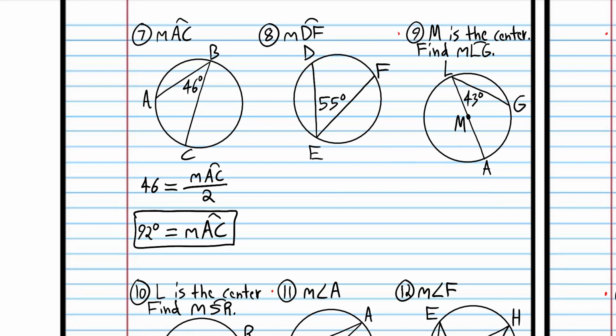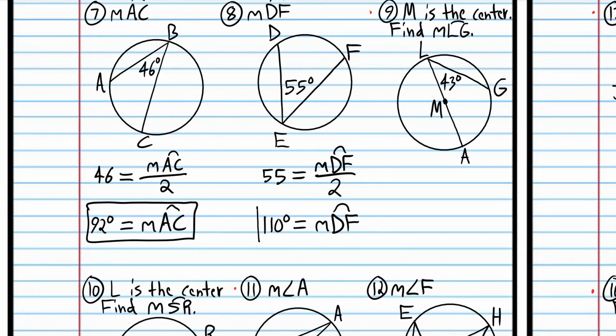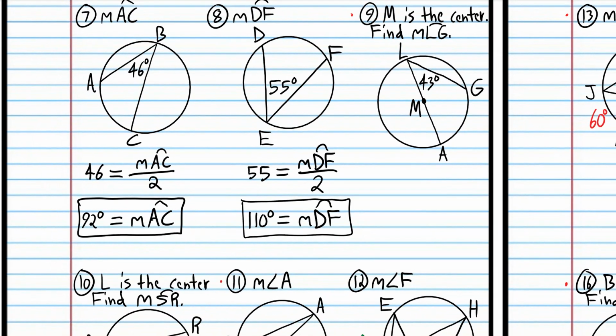All right, we're back. So the measure of the inscribed angle is equal to the measure of the corresponding arc divided by 2. Multiply both sides by 2, and we get 110 degrees is the measure of the corresponding arc. So if you got that answer, good job. I'm going to draw that a little better there.